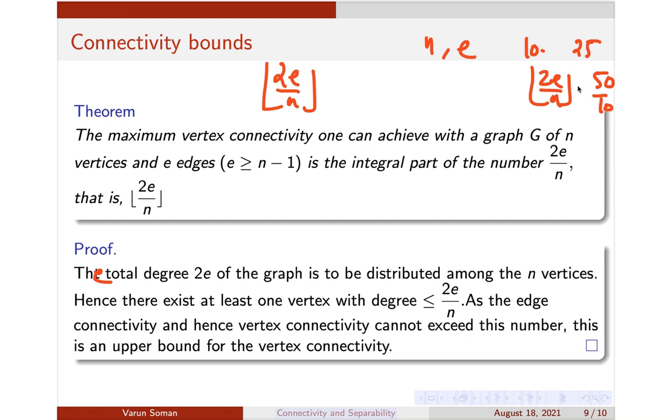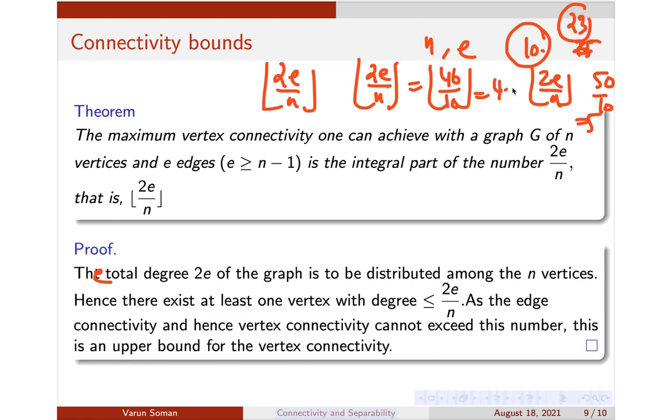Yeah, so 2e by n is 2 into 25, which is 50 by n, which is actually 5. So it will be a good integer. Now let me take 23 edges. Suppose I have a graph with 10 vertices and 23 edges. Then 2e by n will be 46 by 10, which is 4.6. The greatest integer less than or equal to 4.6 is 4. So this is the quantity 2e by n.